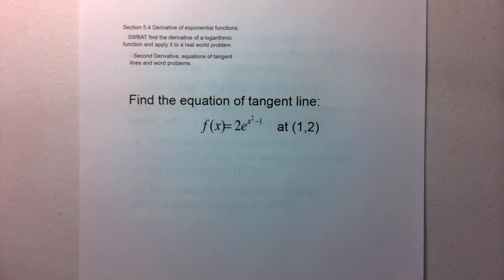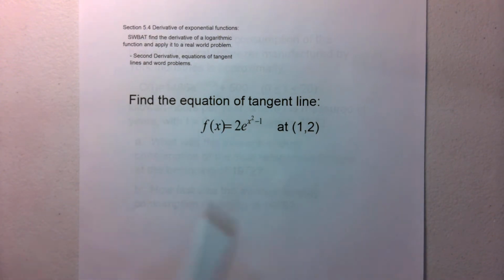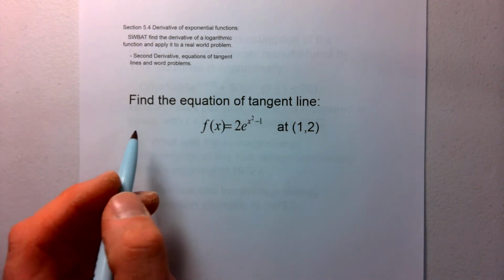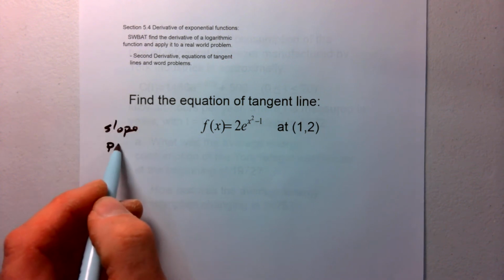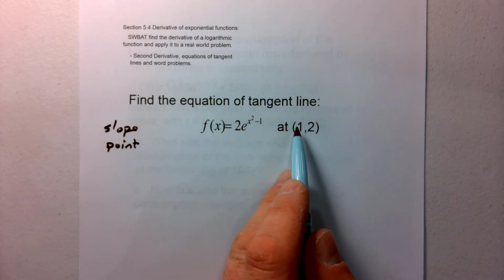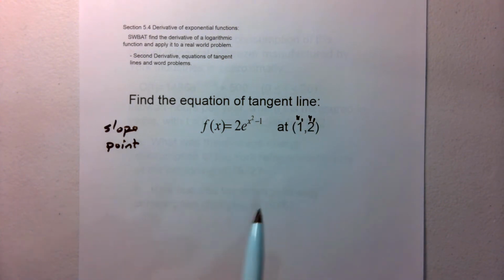So first up here, I have an equation of a tangent line. How do we find the equation of a tangent line? Remember, to find the equation of a tangent line, we need a slope, and we need a point. Well, if I look at what I have, I'm given a point. I'm given my 1 and my 2. That's my x value, my x1 and my y1.